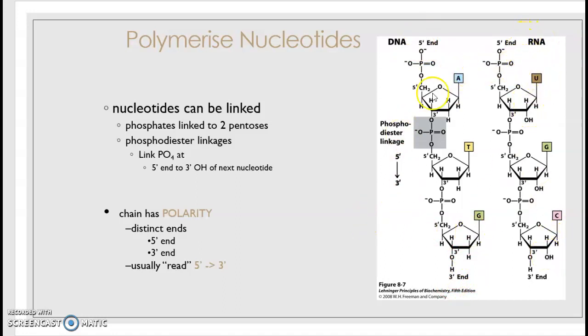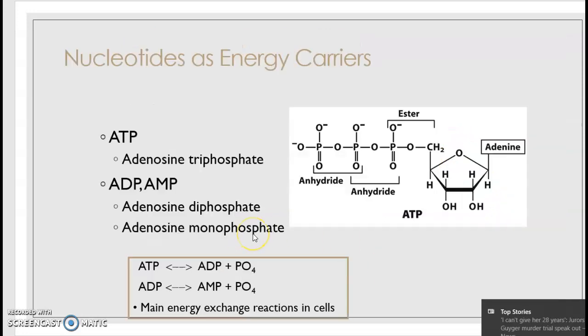The difference between them is in the type of sugar, as we can see, deoxyribose in DNA and ribose in RNA, and also that we have uracil in RNA while we have thymine in DNA.